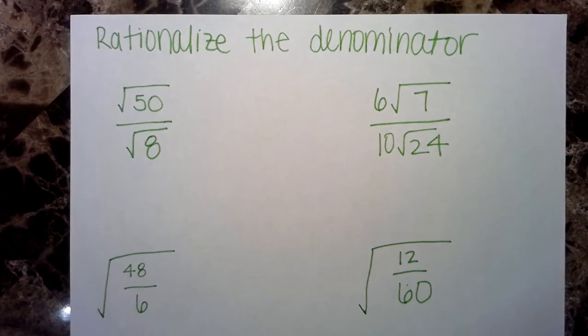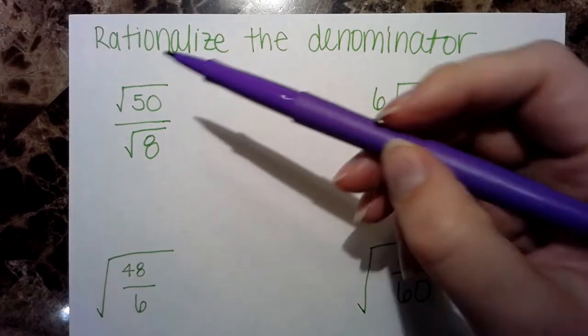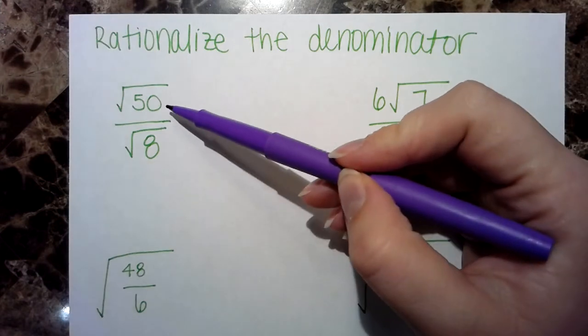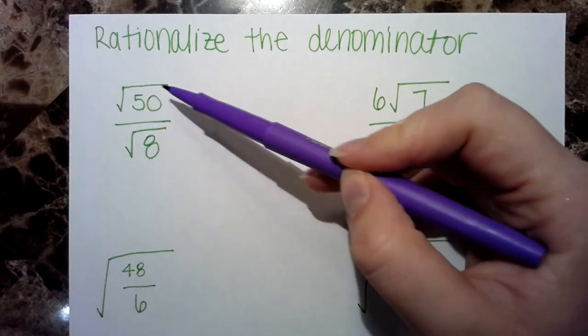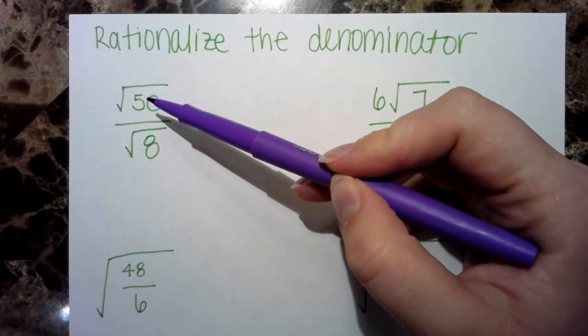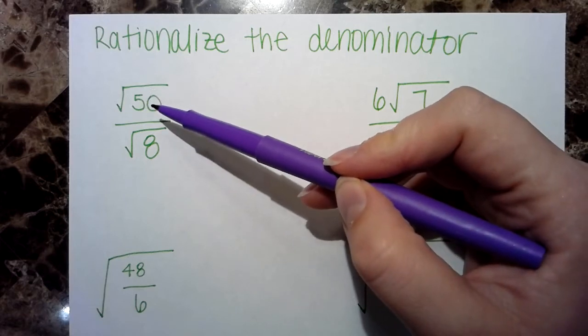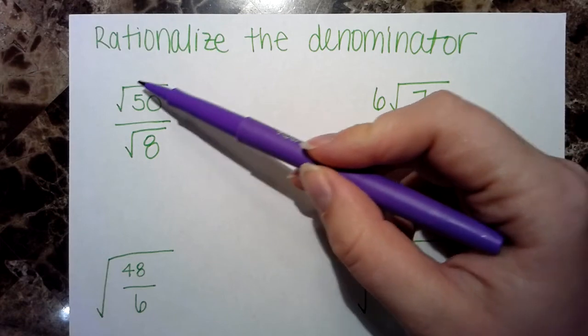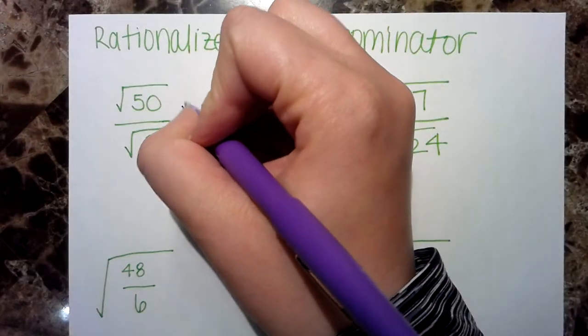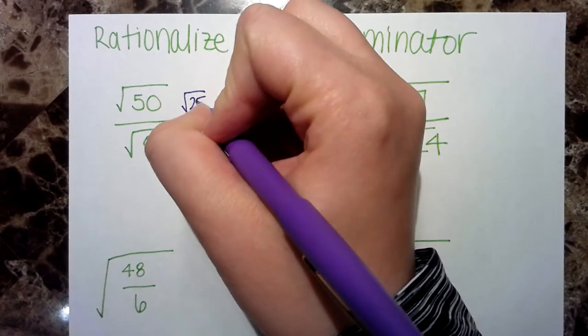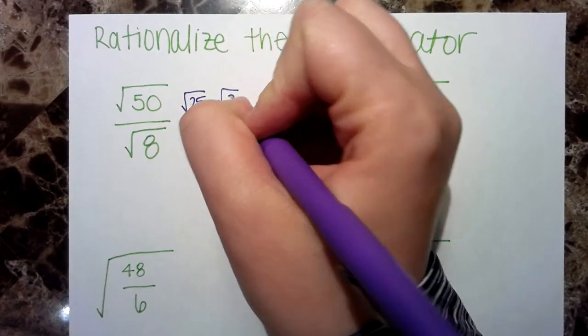So here's some more examples on rationalizing the denominator. What we're going to look at for the first question is we're going to see if we can simplify either the top radical or the bottom radical. With the square root of 50, we can take out a perfect square value of 25, and that's going to be the greatest perfect square value I can take out. So I'm going to take out the square root of 25 times the square root of 2.